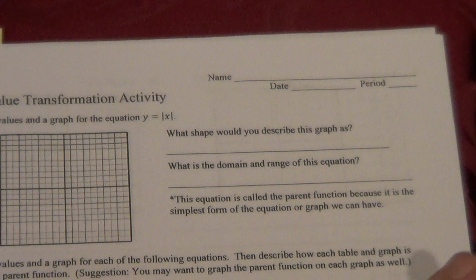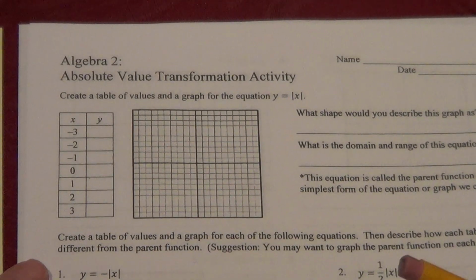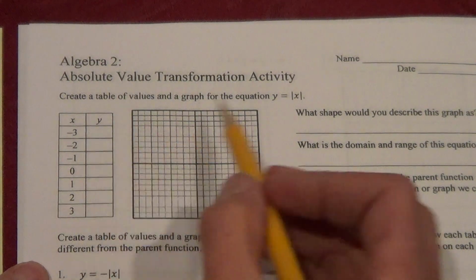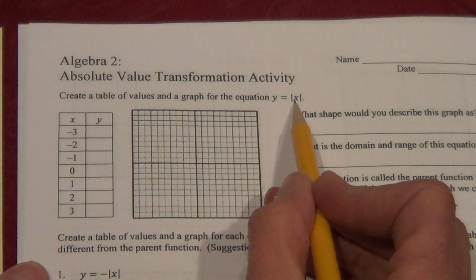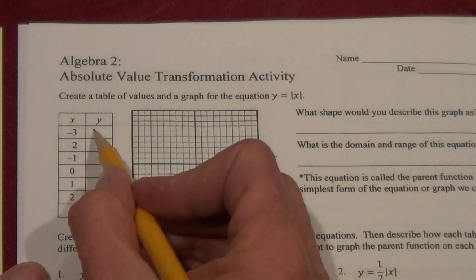The next page is an absolute value activity sheet. And again, we're going to plug these values in for x. So if we plug in -3, what is the absolute value of -3? Remember, absolute value means distance from 0. -3 is 3 units from 0.